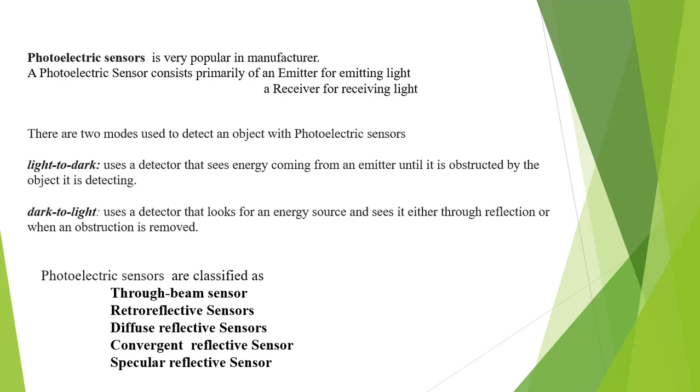Dark to light means the emitter emits light but it does not return to the receiver. But if your object blocks the light, then it reflects the light to the receiver. That's called dark to light.